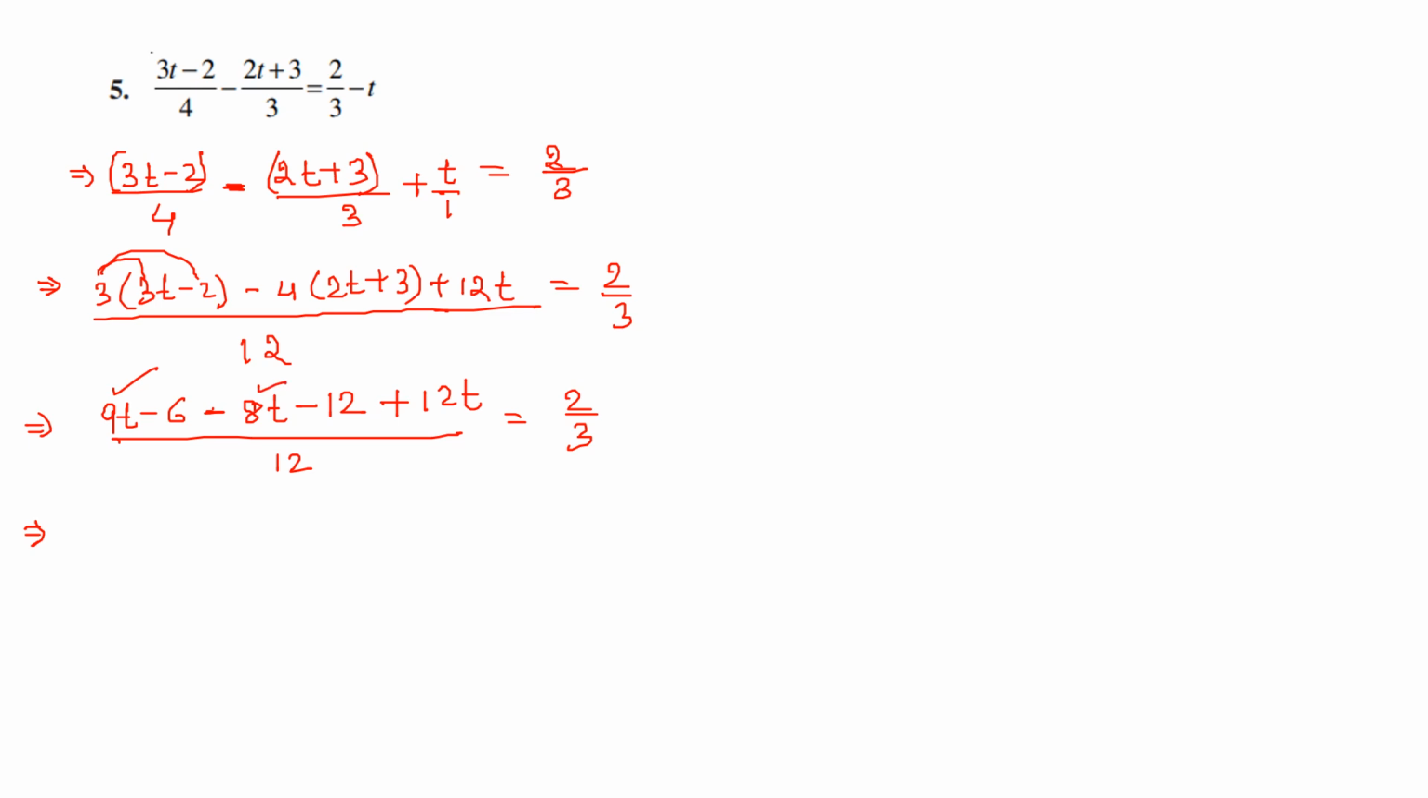9t minus 8t will give me t, and then plus 12t I am writing here, and then minus 6 minus 12 is minus 18, and then I am transposing the denominator 12 to the RHS.